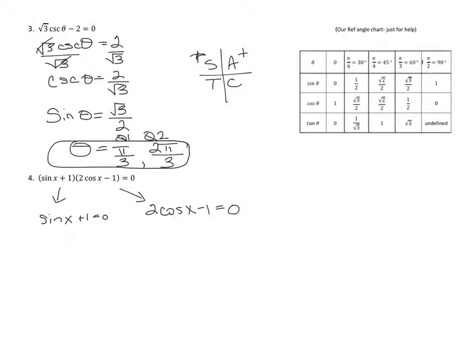So let's first look at sine of x plus 1. We want to get sine of x by itself, so let's subtract 1 to the other side. So we are looking for what x gives me sine of x equals negative 1. Well, if you look over at our chart, you notice sine is 1 at pi over 2. So this angle will fall somewhere on the xy axis. So let's think about this.